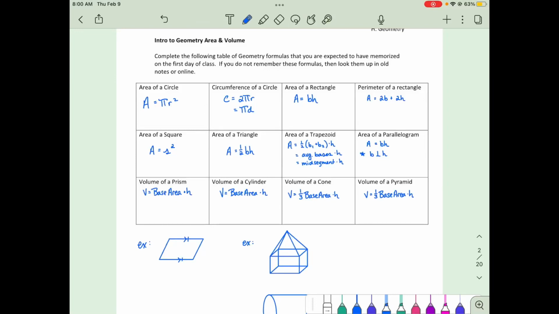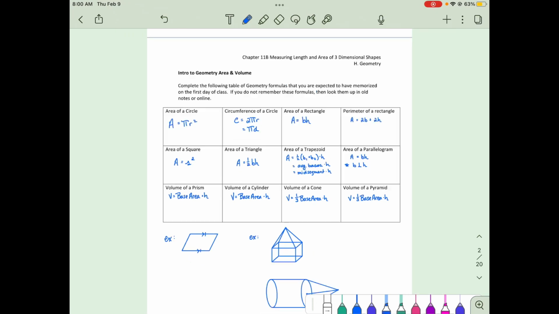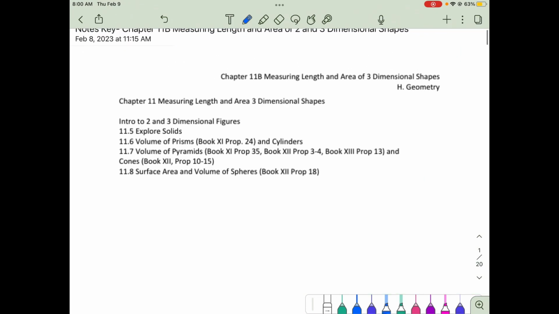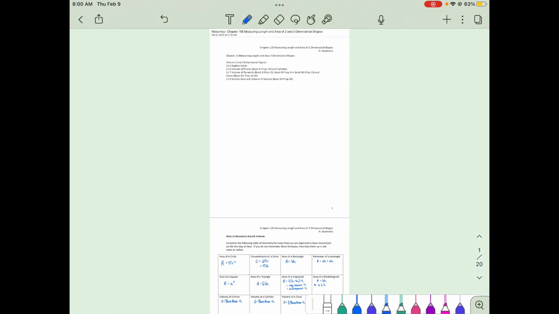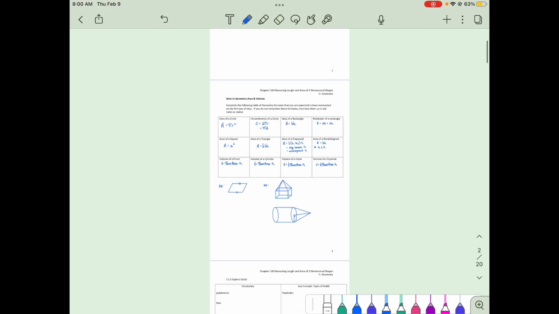Today, I need you to pick up 2 different notes packets from the counter over by the window by my desk. One is your new notes packet on 3D figures, and the second one that is next to it is on radical operations. So please go pick that up and then come back so that you can take some notes.